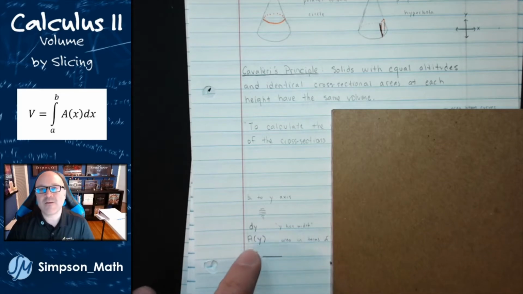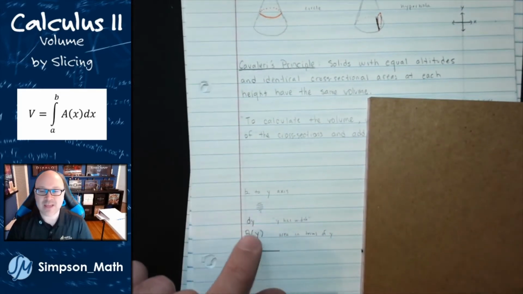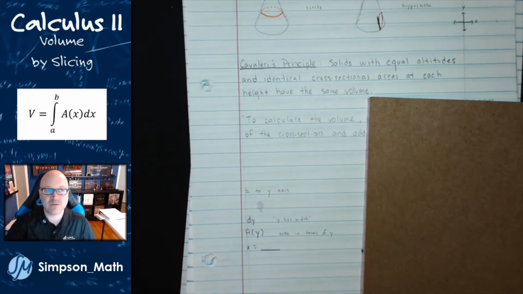So the y is the height. We need that area formula in terms of y. So we need that A of y, or we need x equals something. When we get our formula, we need it in terms of y. So x equals the y's.